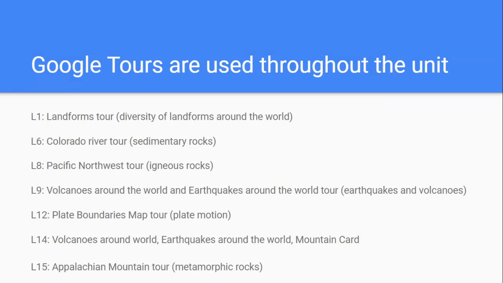the information. In Lesson 1, as we discussed, they do the landforms tour to figure out about diversity of landforms around the world. Lesson 6, they do a Colorado River tour to learn more about sedimentary rocks. Lesson 8, a Pacific Northwest tour to learn about igneous rocks. Lesson 9, they do a volcanoes and earthquakes tour, obviously to learn about earthquakes and volcanoes. Lesson 12, a plate boundary map tour to learn about plate motion. Lesson 14, we continue, in Lesson 15, Appalachian Mountain tour to learn a little bit more about metamorphic rocks.